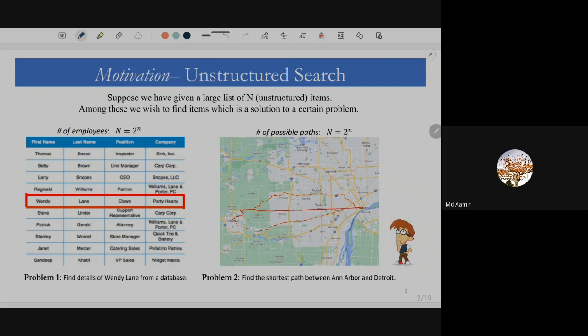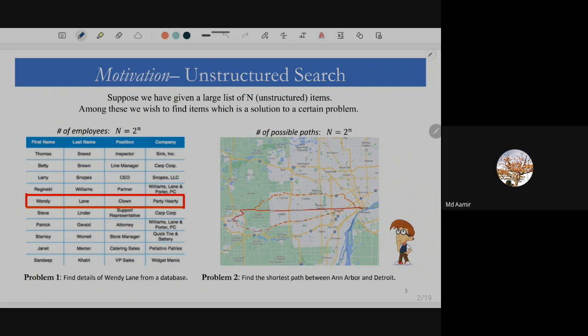So yeah, the motivation of this Grover's algorithm. Grover's algorithm is basically for unstructured search. Unstructured means that in your list or in your database, we don't have any structure. It's in a completely disordered way. It's listed in a disordered way.